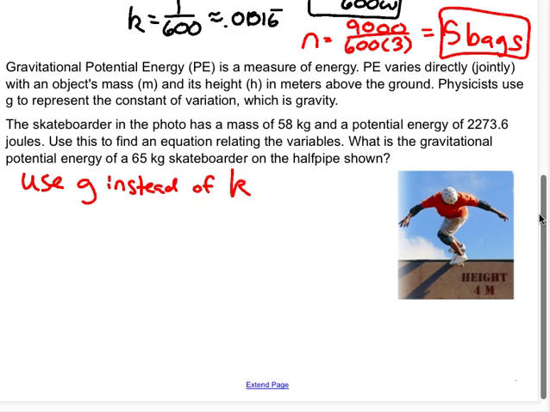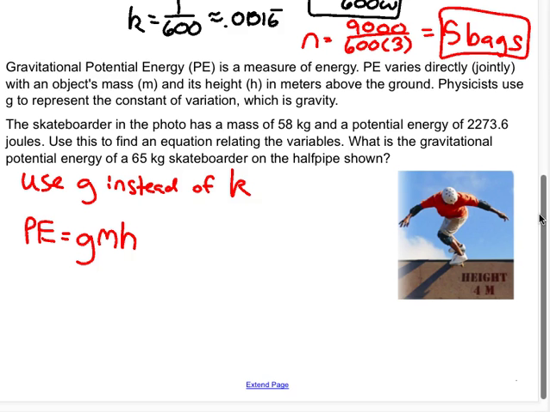So, the potential energy varies jointly with M and H. Now, for those of you that have taken physics, this equation should look very familiar to you. A lot of these examples that you're going to see throughout this section are actually from chemistry and physics. Chemistry and physics have a lot of variation equations in them.